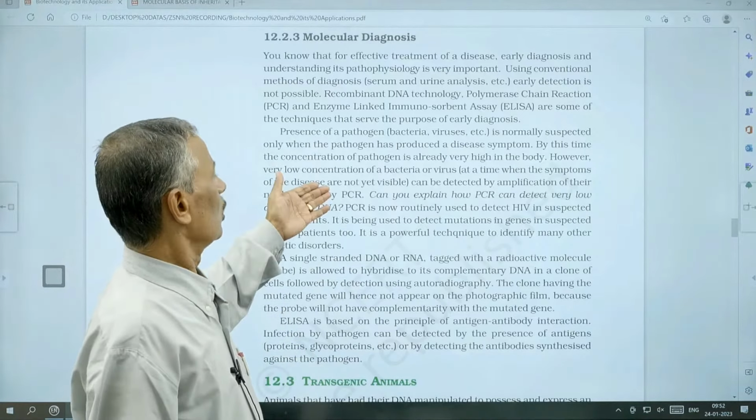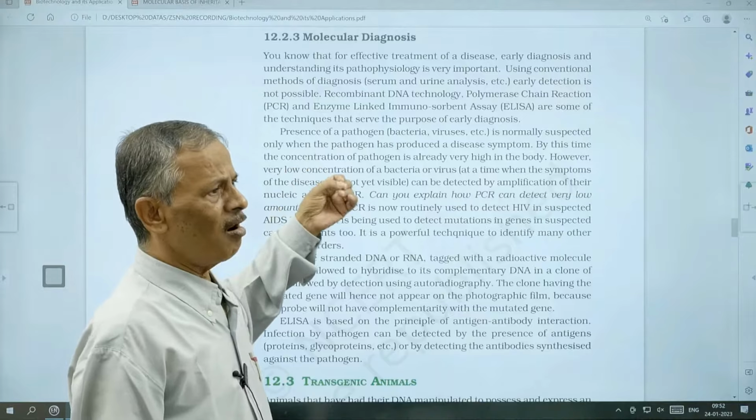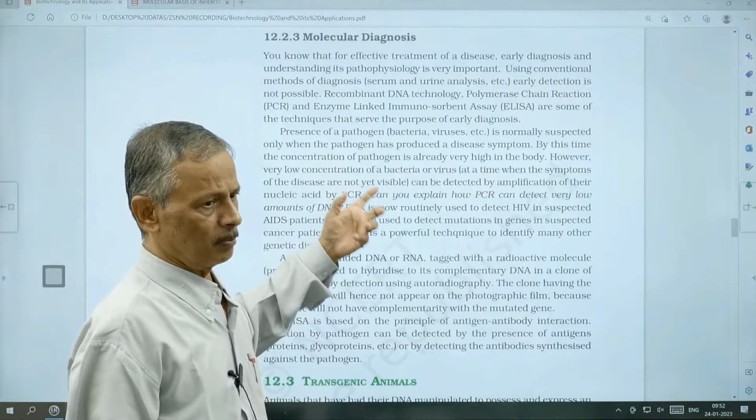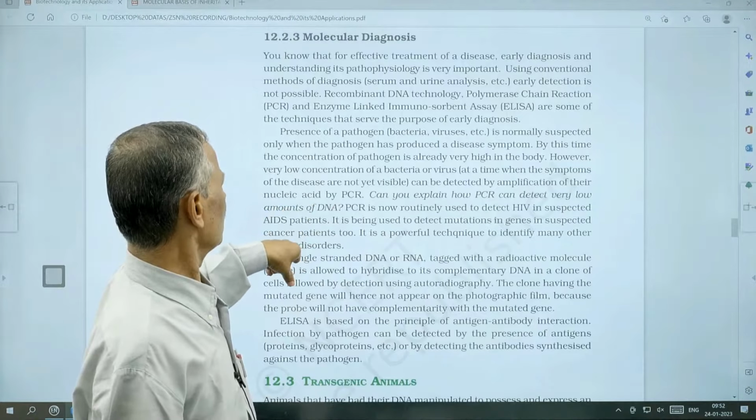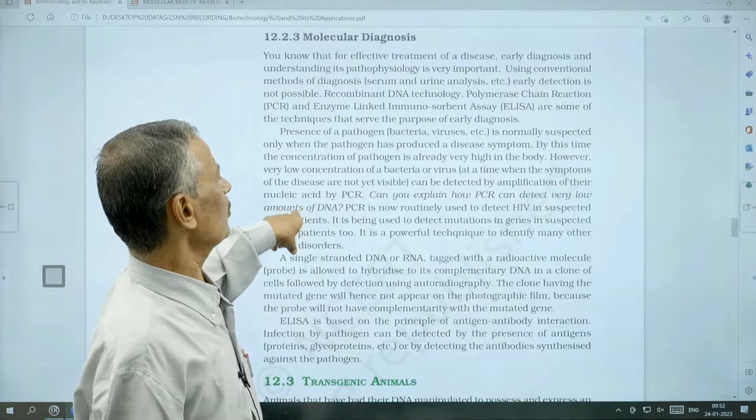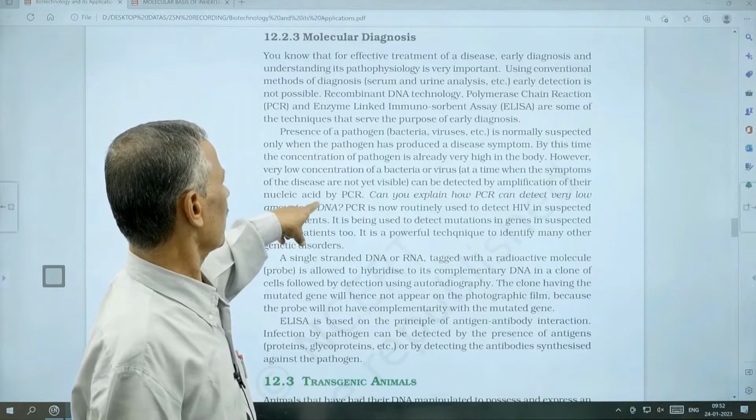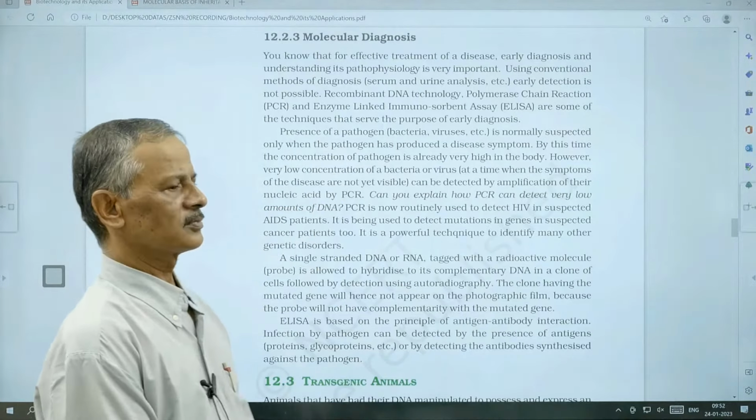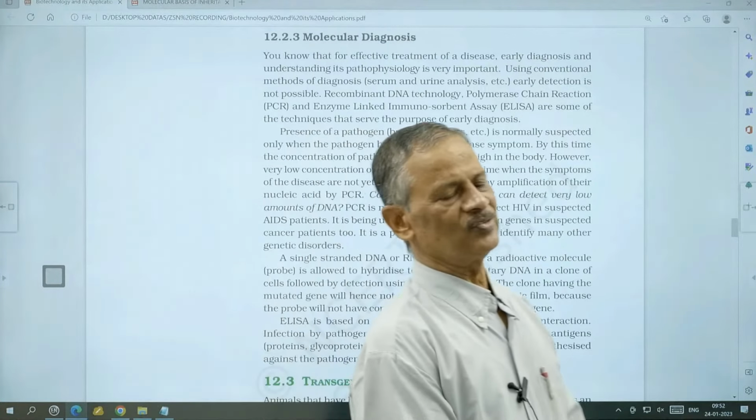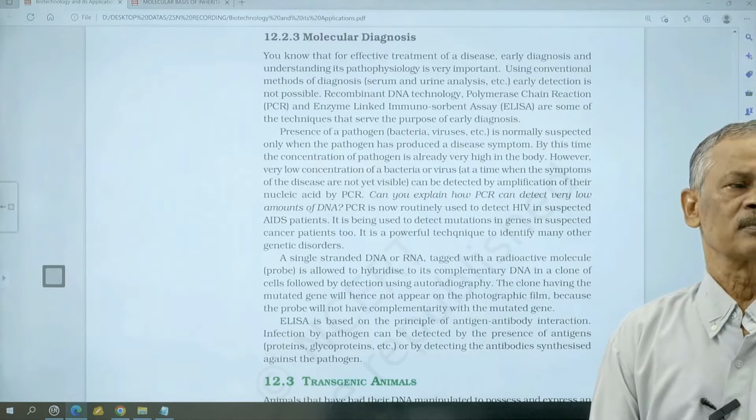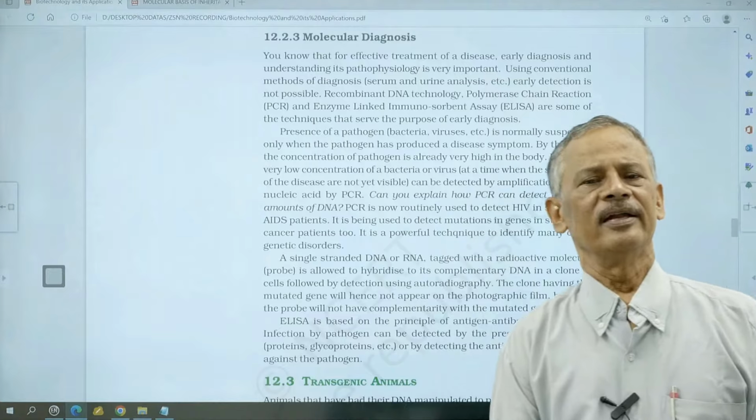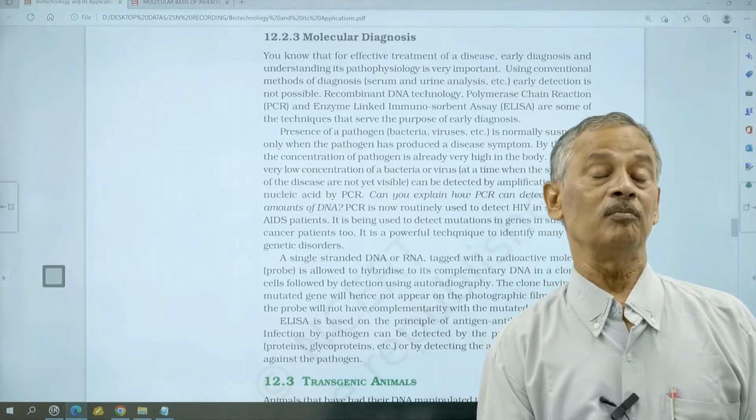So, even a small amount of pathogen like bacteria or a virus has nucleic acid. It can be detected by amplification of that nucleic acid by PCR. We have studied that PCR is a technique where we amplify a DNA molecule millions and millions of times.